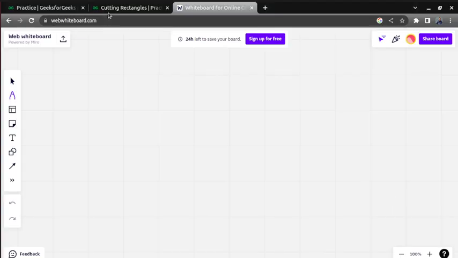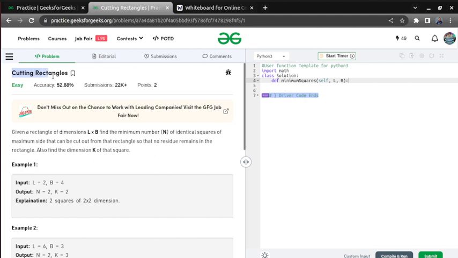Hello my dear friends, so today we are going to solve the cutting rectangles problem. Generally we used to solve LeetCode problems, but the LeetCode problem that came yesterday we have already solved. So I thought let us switch to GFG and see what problem is given there.